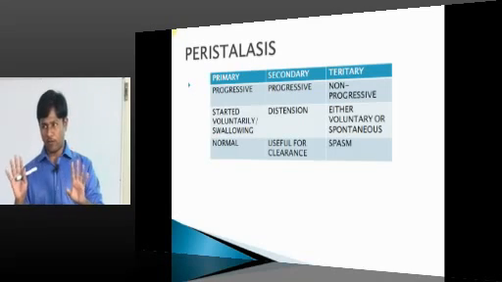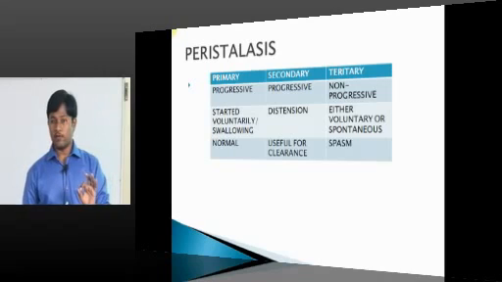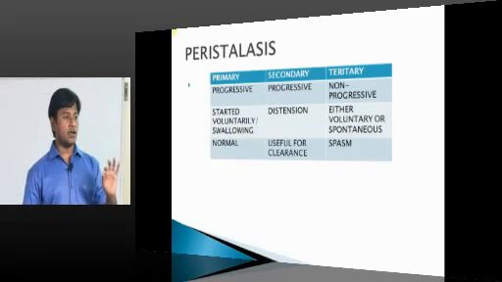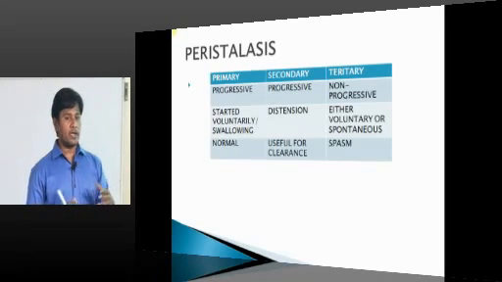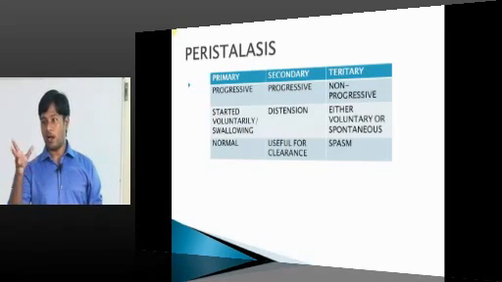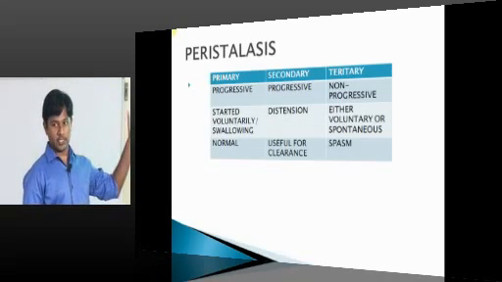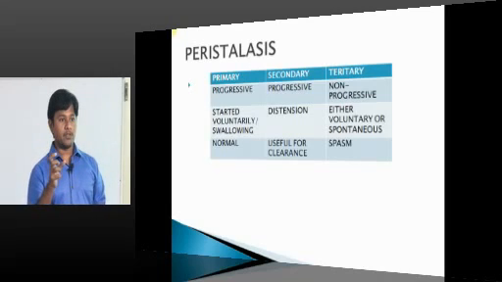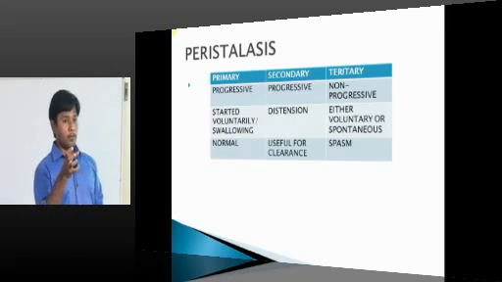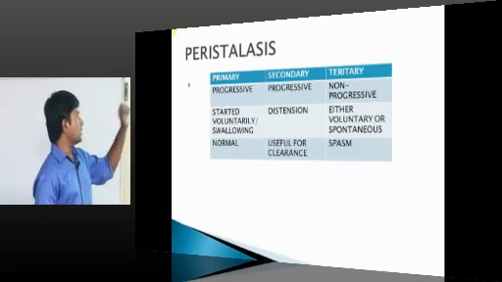These two are fine, but the tertiary wave is an unwanted, non-progressive wave and it causes spasms. You get a feeling of being stuck in the throat whenever you eat hard foods like dosa, and sometimes you go for water. That is because of the tertiary wave. The dosa wave is the tertiary wave, where you get a spasm that causes a non-progressive wave and the food will be stuck there. That is the tertiary wave.